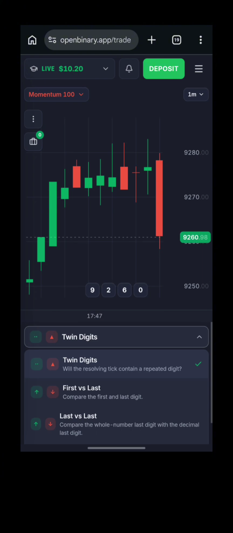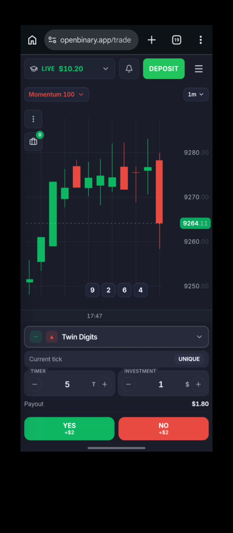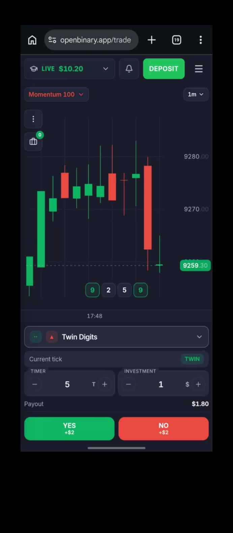Openbinary is a binary broker that also trades binary. You can deposit your amount here and trade binary, and at the end of the day do your withdrawals, and you will have made profits and walked out of the market with profits. Okay, so I'm going to go real quick and show you how this twin digit works.